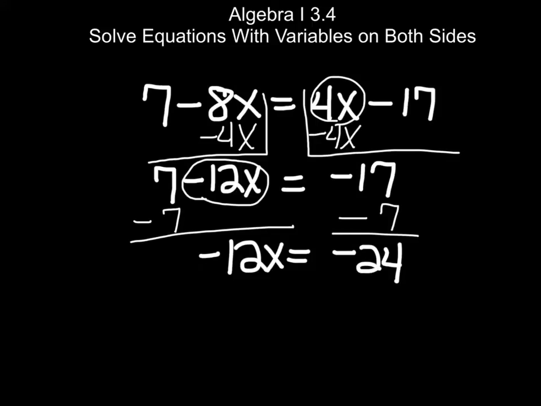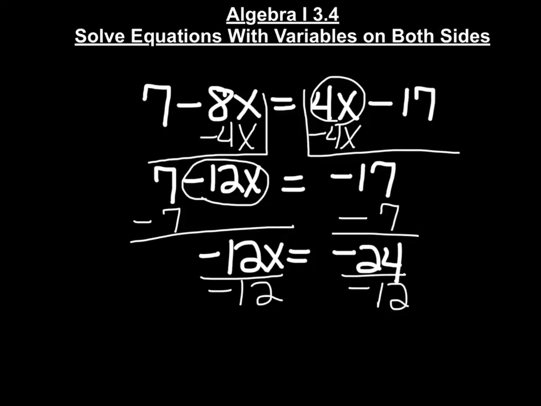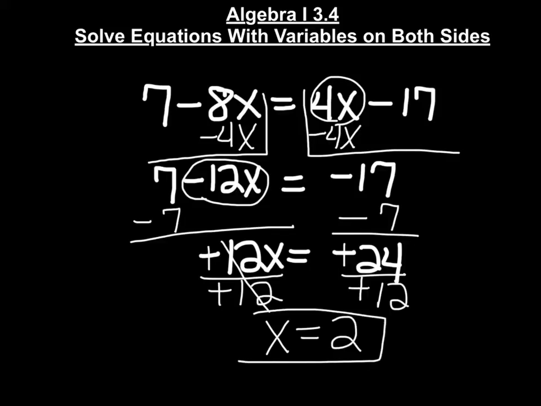Now x is being multiplied by negative 12, so we need to divide by negative 12. Negative 12 divided by negative 12, that goes away, and we're left with x equals negative divided by a negative turns to positive, and 24 divided by 12 is 2. So that is your solution. Just get all your variables on one side of your equation and all of your constants on the other.